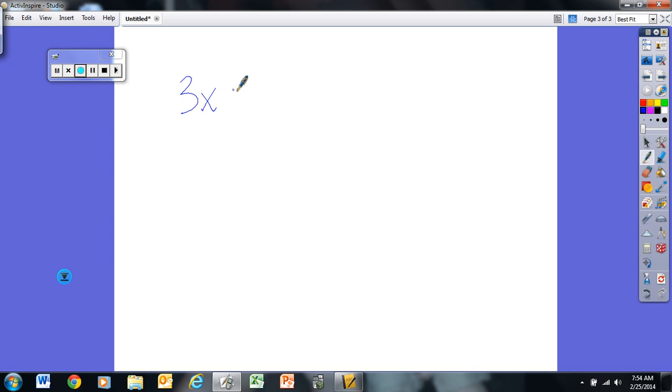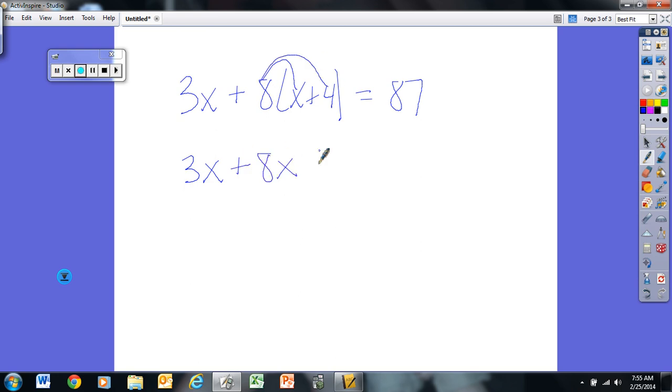Next one, 3x plus 8 times x plus 4 equals 87. Again, I'm not multiplying the 3x by anything, so I'm just going to bring that down. 8 times x is 8x. 8 times 4 is 32. Think about your equal sign as cutting the equation into two separate sides. So since these are on the same side, I'm just going to add them together.